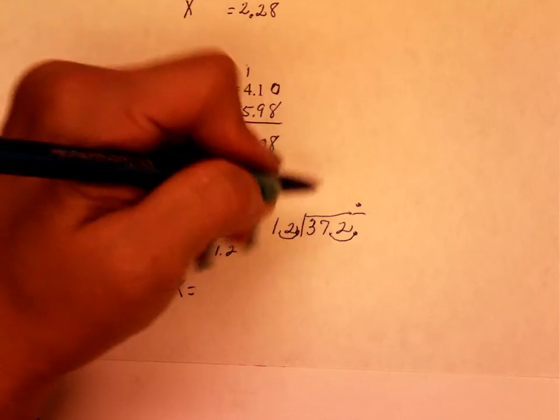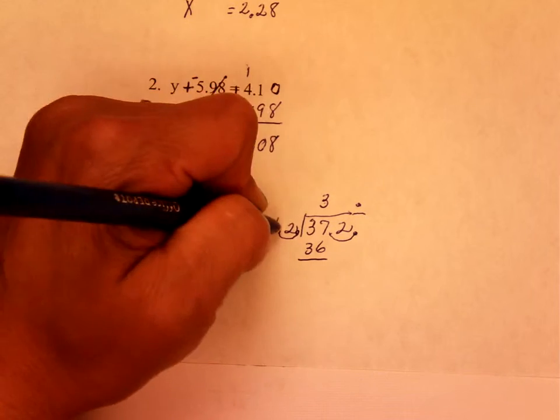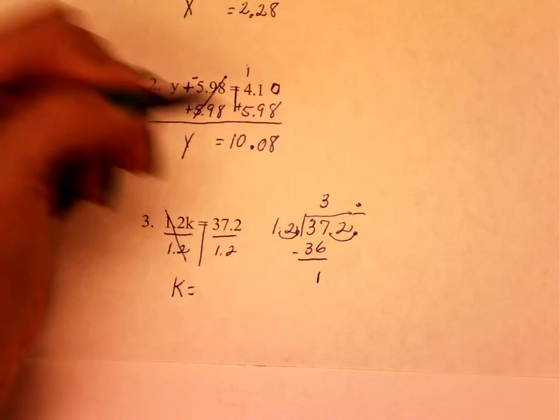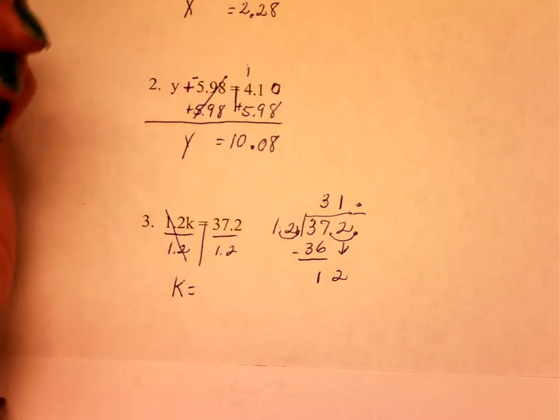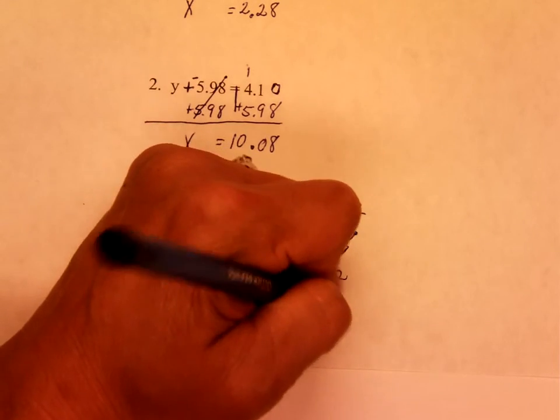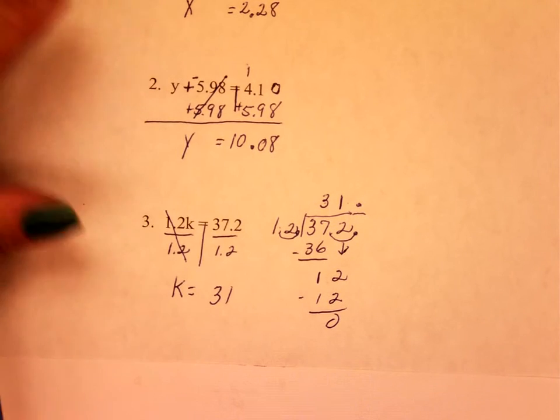So 12 goes into 37 3 times, which is 36, because 3 times 12 is 36. Subtract it once. Bring down the 2. 12 goes into 12 once. 1 times 12 is 12. Subtract and you get a 0. So k is equal to 31.